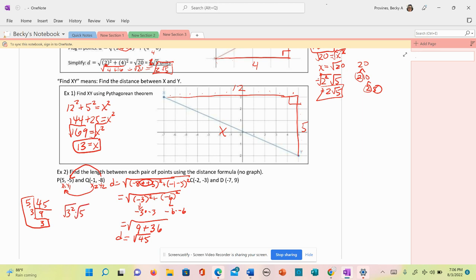Now as you guys can see, the square root and the square are both there. They cancel each other out. So my answer is 3 root 5. And that is my distance. My distance is 3 root 5.